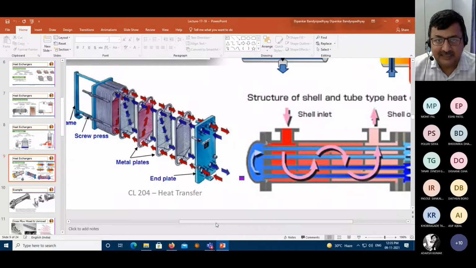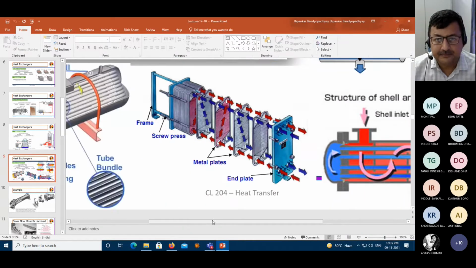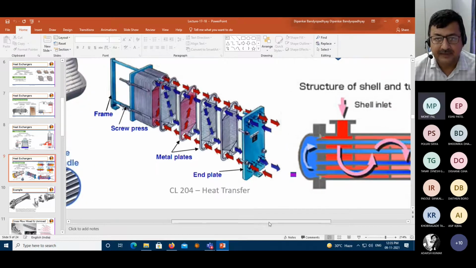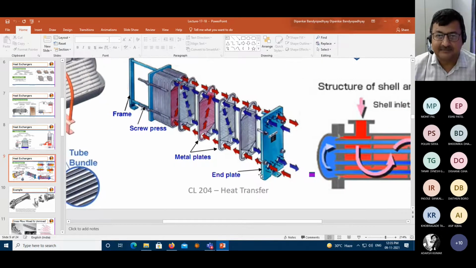So is it visible? The plate heat exchanger is visible to you? Yes, sir. Magnified version is visible to you, right? Yes, sir. So let us see what is happening here. Essentially, you may see there are these longitudinal plates stacked together.